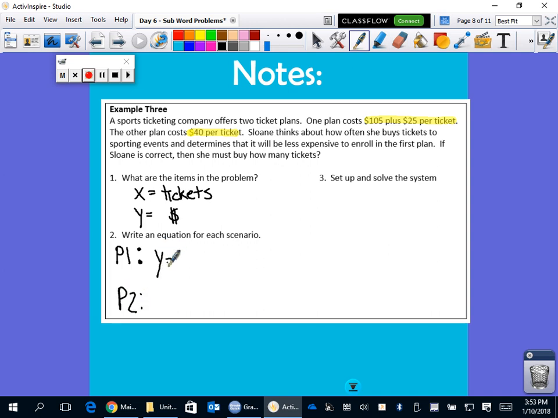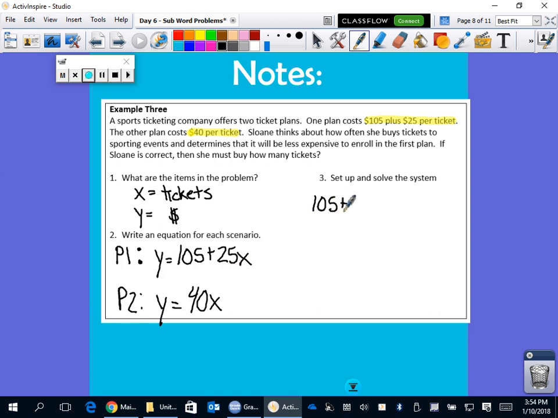So Y equals, for the first one, it's $105 plus $25 per ticket. So $105 right up front plus 25x. My second one is I don't have to pay any money up front, but it costs $40 per ticket. So would you rather pay $25 a ticket or $40 a ticket? Well, if you're only going once, pay $40, and if you're going a couple more times, I would pay the less. But we got to figure out how many. So we got to set them equal to each other.